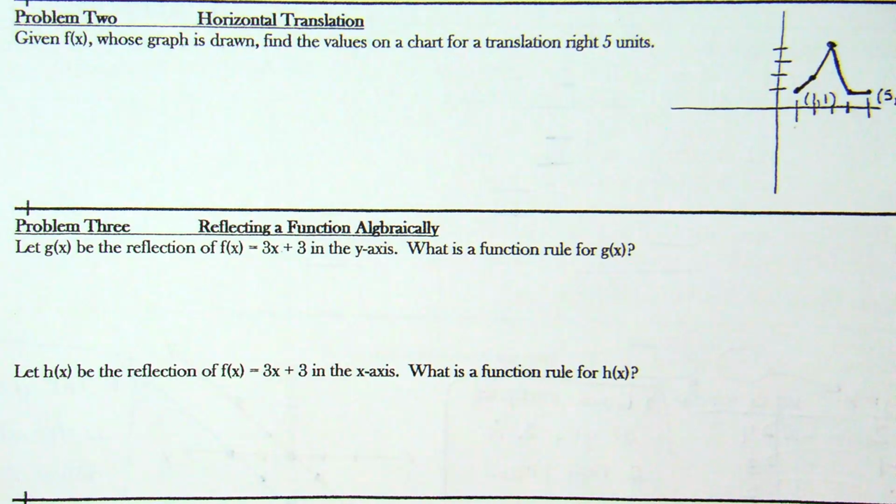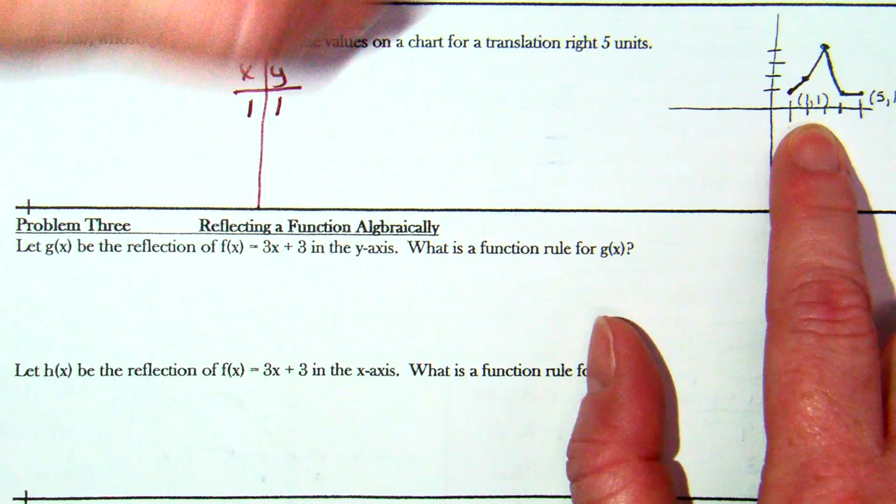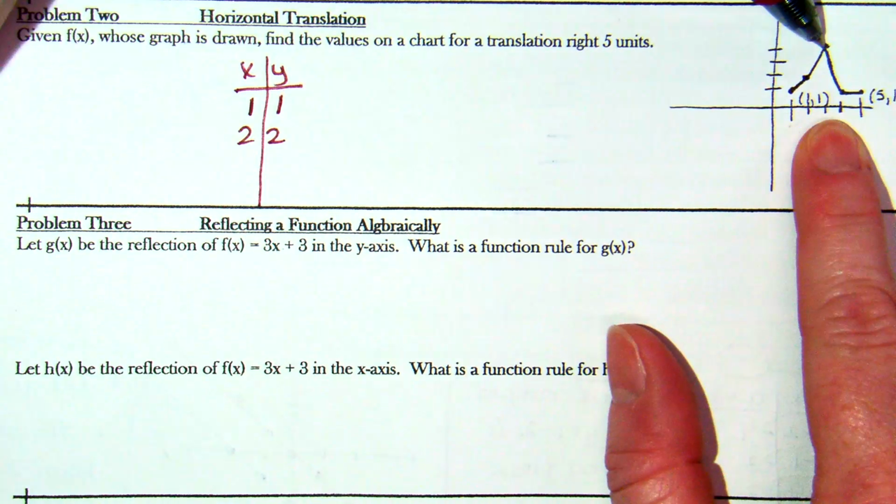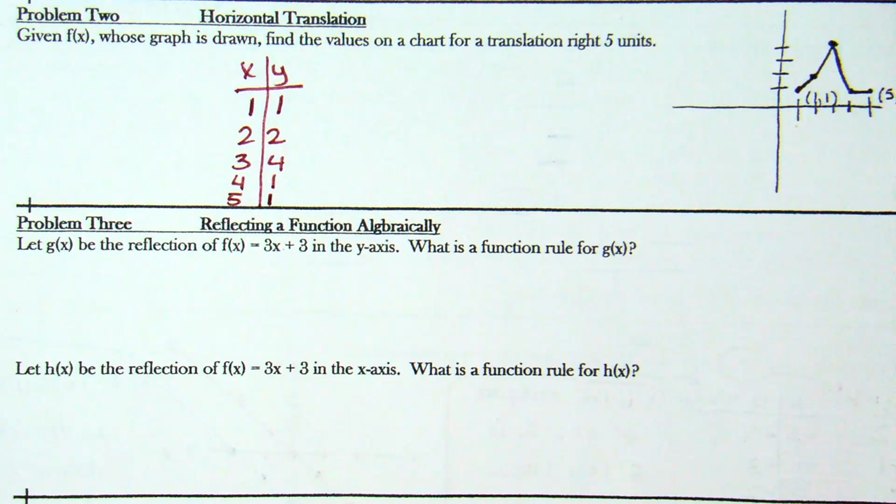1, 1. What's this point right here? 2, 2. Okay. What is my peak at? Looks like 4, 3. Wait, 3, 4. Reverse it and say 3, 4. That's what I'm doing. Okay. What's this next point at? 4, 1. And the last point is labeled at 5, 1. Okay. I just wanted to give you guys a visual so you knew what all those points are. Because I can only zoom in so much here.